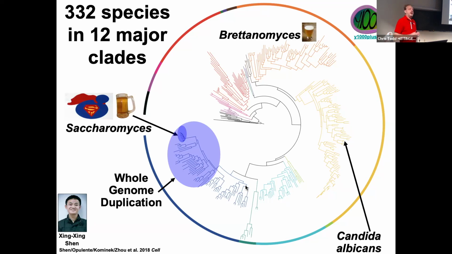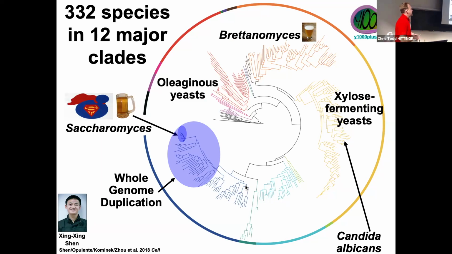If you're a sour beer fan, Brettanomyces is involved in many sour beer fermentations. It actually evolved a very aggressive aerobic fermentation lifestyle independently of Saccharomyces cerevisiae. And then there's a few groups that contain yeasts of biotechnological interest, either because they produce lots of lipids or because they're able to ferment those plant sugars like xylose.